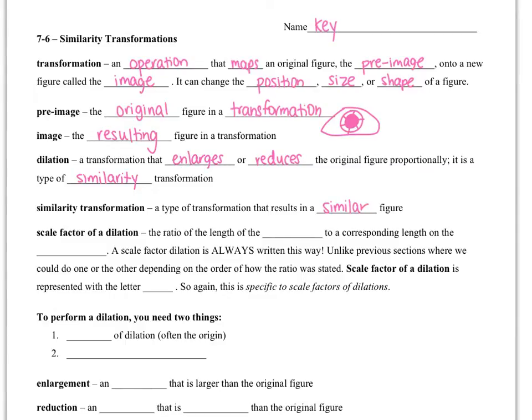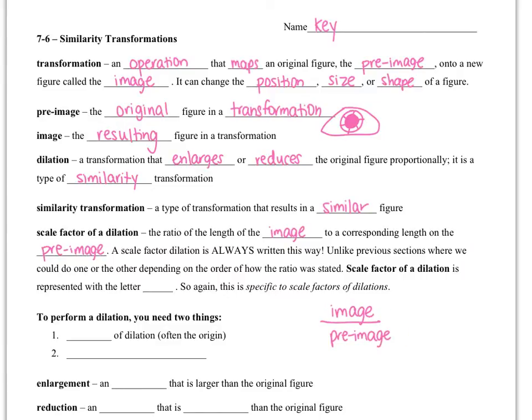Okay, so something really important here is the scale factor of a dilation. We've talked about scale factors before, but they're a little different with dilation, so you have to pay attention here. The definition is the ratio of the length of the image, that's the resulting figure, to a corresponding length on the pre-image. Notice this is always, always, always in that order. So the scale factor of a dilation is always image to pre-image. I want you to write this over here on the side. It's always image to pre-image.